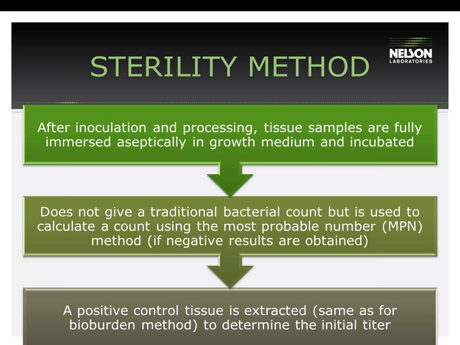But for this process, a positive control must be inoculated and extracted to enumerate the initial titer of the sample through the bioburden method. This method is used for samples like powder or putty or paste of the tissue samples that we see, and samples that cannot be filtered.